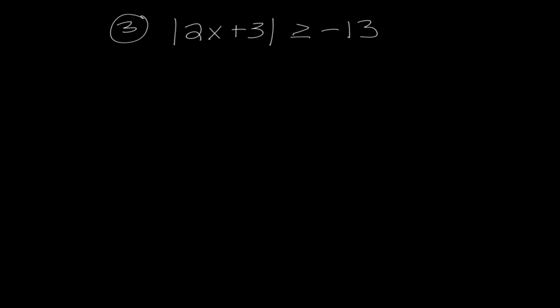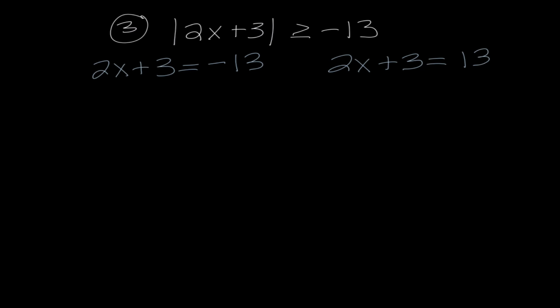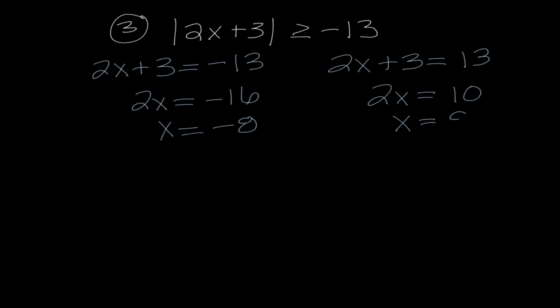So now that we've got the hang of it, let's try one that's kind of strange. Okay, and I'm letting you guys know this one's strange because of the fact that this is -13. But I'm going to pretend like I didn't even notice that, and I'm just going through my flow here, setting it equal to the number and to its opposite. And if I'm solving this, I get 2x equals -16, so x is -8. I get 2x equals 10, so x is 5. So here's my number line, and I have -8 and I have 5.